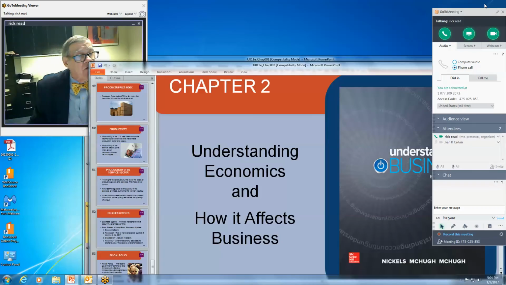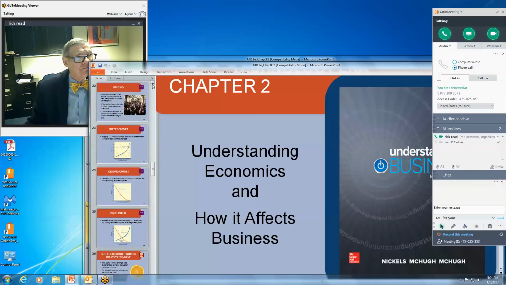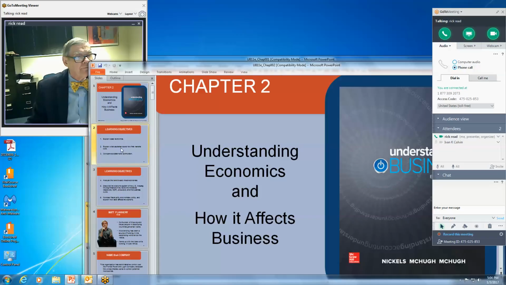All right, 504, Chapter 2, Understanding Economics and How It Affects Business. Let's look at the learning objectives for this chapter.